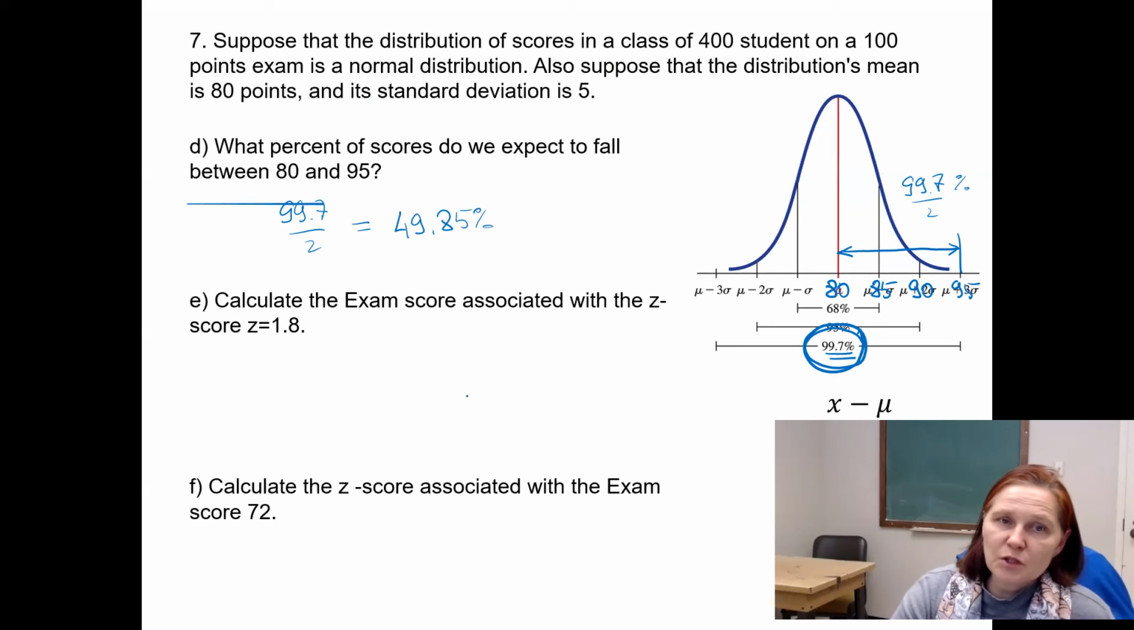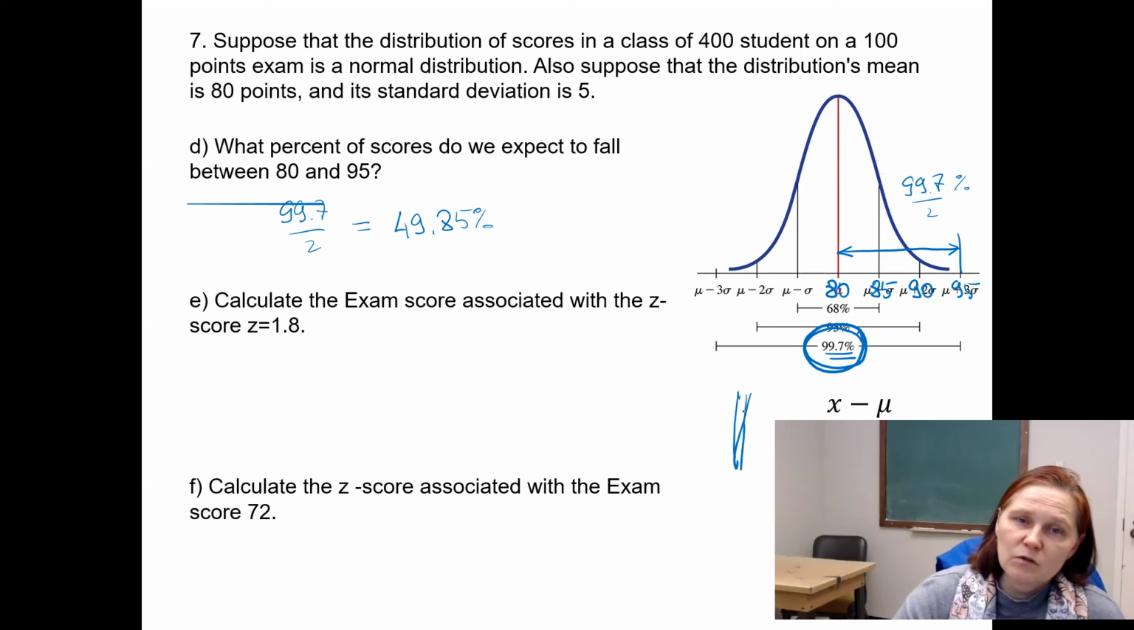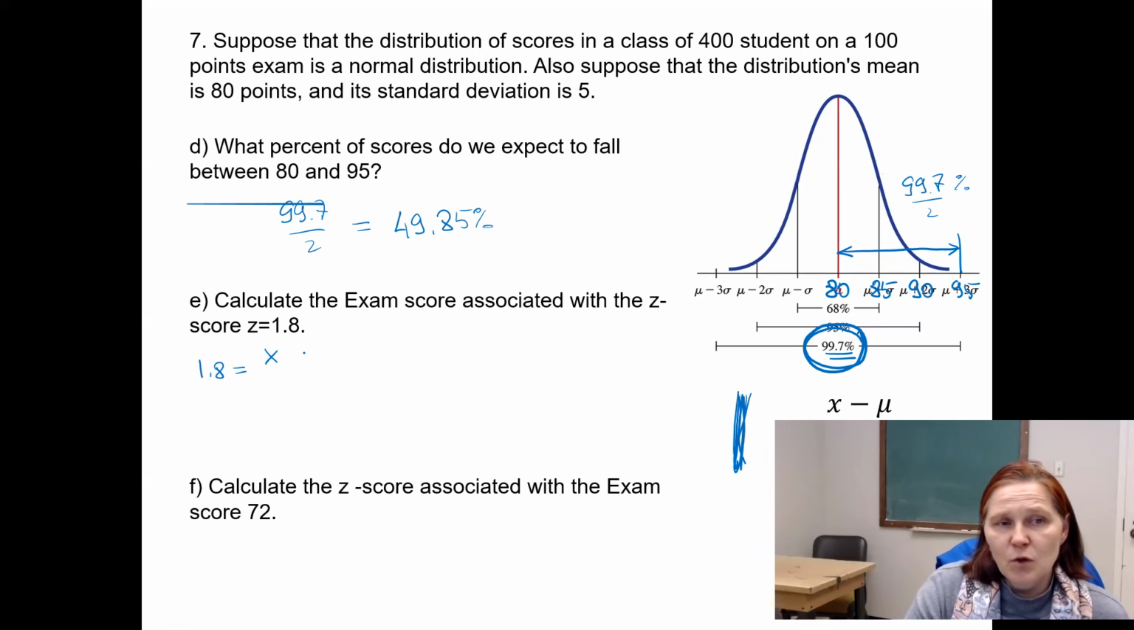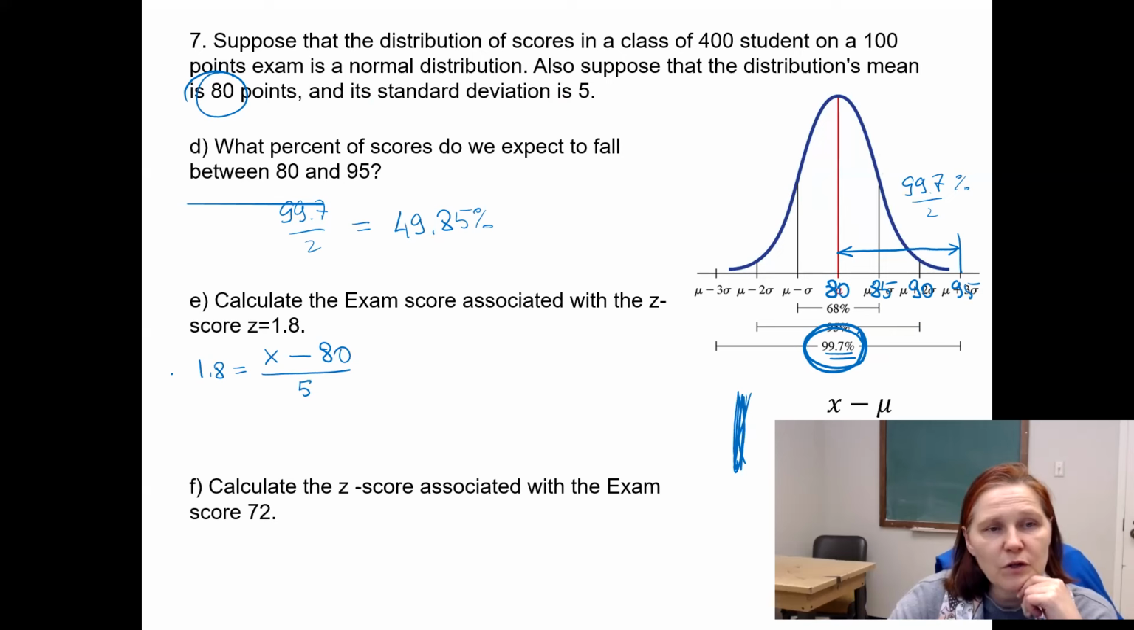Calculate the exam score associated with the z-score equal to 1.8. Here we use the formula connecting raw scores and z-scores. We want to find the raw score. The z-score is given, 1.8. X is the unknown. Mu is the mean of the set, which is also given, 80. Standard deviation is 5. We want to solve this equation for x.